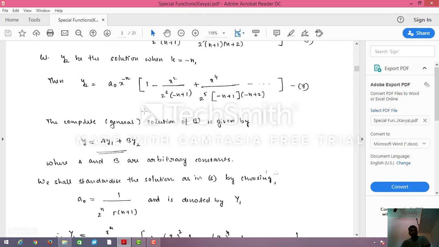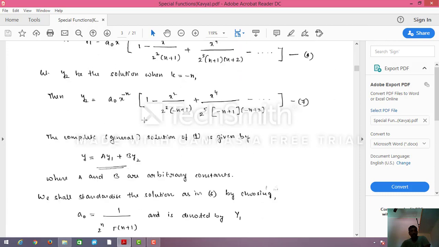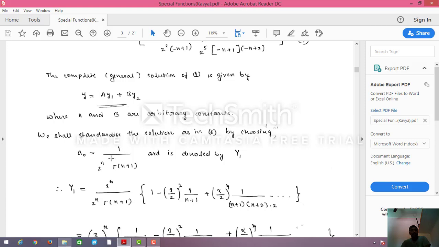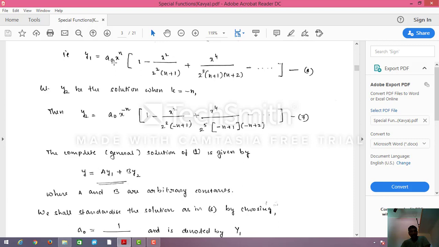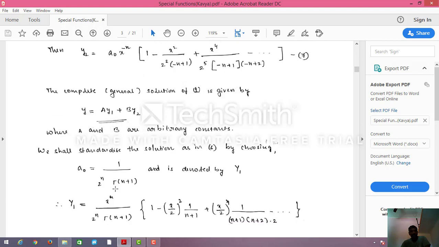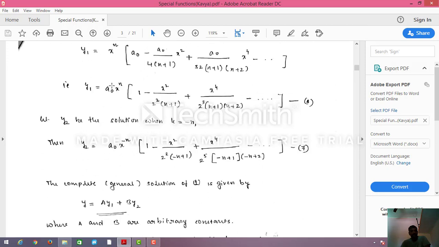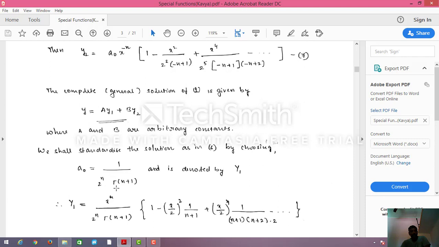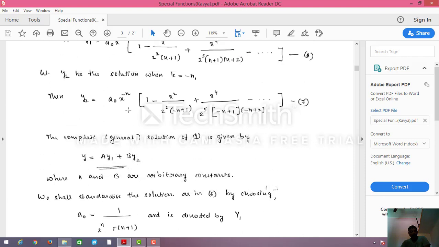Now I am choosing the constant a0 equal to 1 divided by 2 power n into gamma of (n plus 1), and we denote it by y1. So in y1, in the place of a0 I substitute 1 divided by 2 power n into gamma of (n plus 1). Here a0 is nothing but 1 divided by 2 power n into gamma of (n plus 1), into x power n, which is there here.